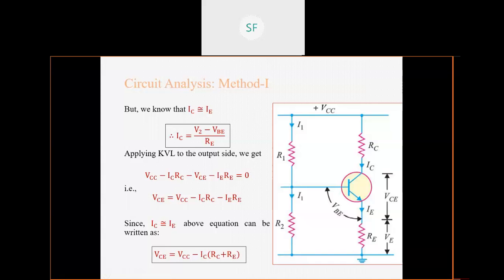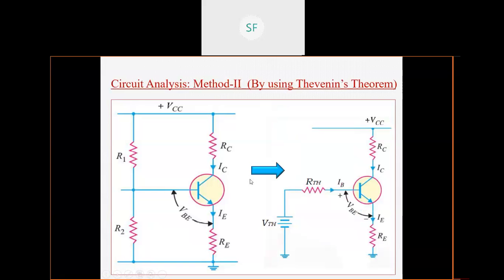So I hope it is clear to you now. Then we will move towards the second method. And this method is nothing but using Thevenin's theorem. We are using Thevenin theorem in this particular method of circuit analysis.